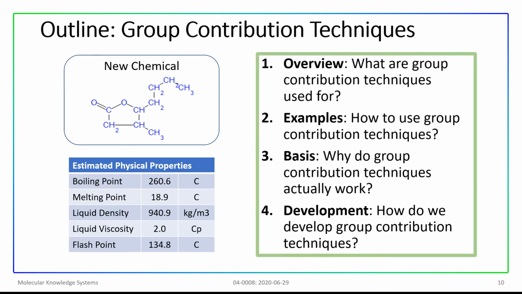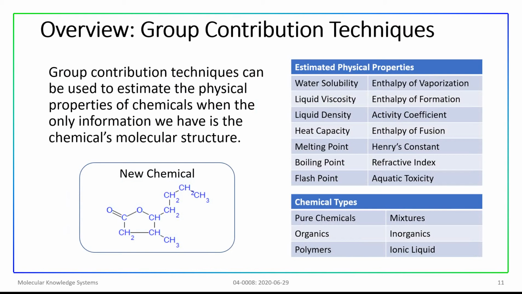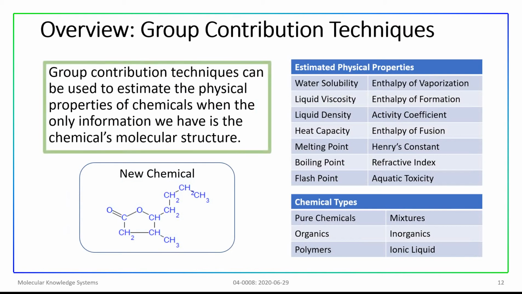So why are group contribution techniques useful? Like all physical property estimation techniques, group contribution techniques are used to estimate the physical properties of chemicals. However, one of their key advantages is that group contribution techniques can estimate the physical properties of chemicals when the only information we have is the chemical's molecular structure.